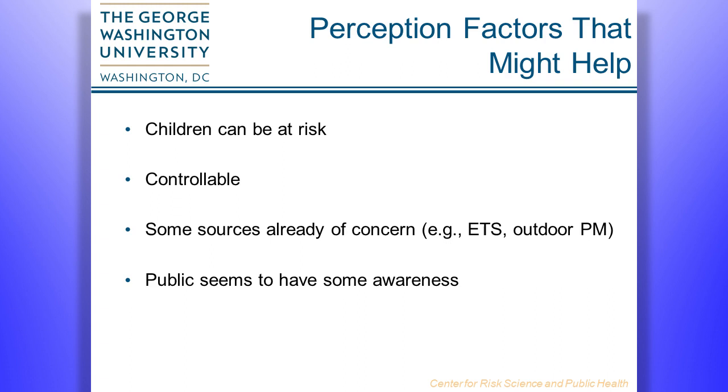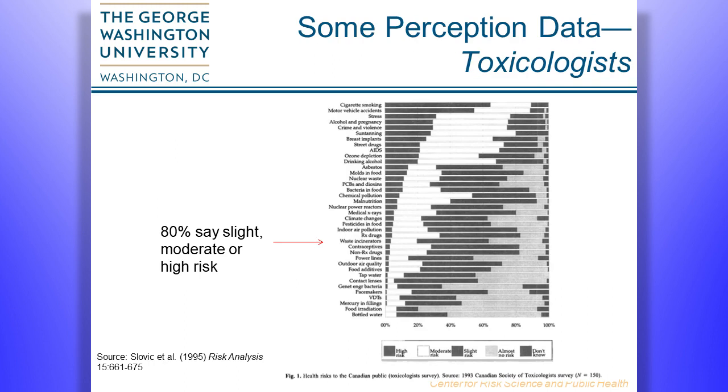Another thing is that people have thought about some of the sources that we're talking about and have some concern about those. The examples I have here are environmental or secondhand tobacco smoke and outdoor PM, both things that people have heard of as potential health concerns, and those are also part of the source of indoor PM. And then finally, I was able to find just a little bit of evidence that the public does seem to have some awareness of the potential risks of indoor air pollution. This slide is taken from a paper published by Paul Slovic and his colleagues 20 years ago now.